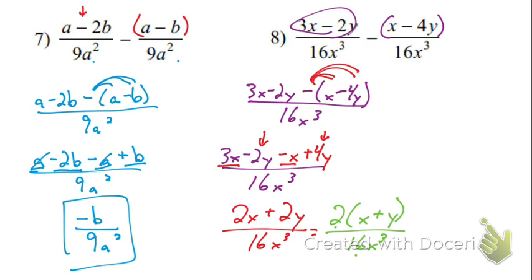These are both divisible by 2. When you do that, we're left with just x plus y on top. The denominator is going to be 8x to the third. And don't forget, since these are being added, we can't do anything with the x's. That's it.